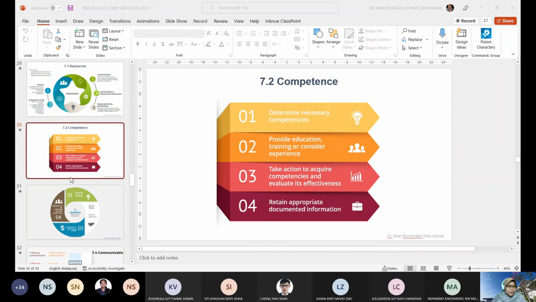For example, determine necessary competencies. What is the proof or records that you already determined the necessary competencies? The second one, provide education and training. So what is the proof? What is the documented information or records that you can show to the auditor that you are providing education and training to your fresh grads? This record cannot be changed.